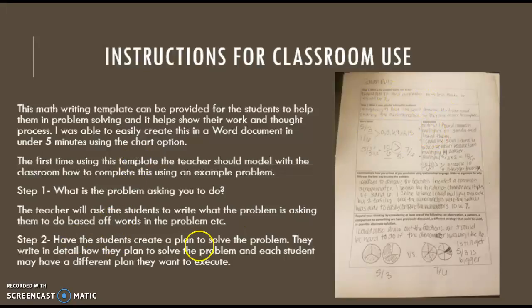Step 2, have the students create a plan to solve the problem. They write in detail how they plan to solve the problem, and each student may have a different plan they want to execute. So step 2 here, I wrote, I am going to find the least common multiple and change the denominators so that they are easier to compare.